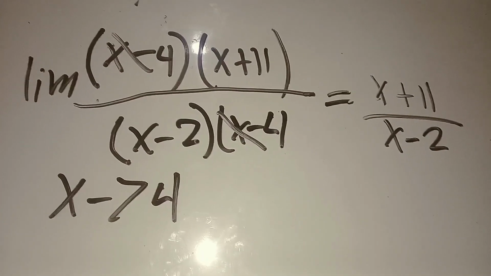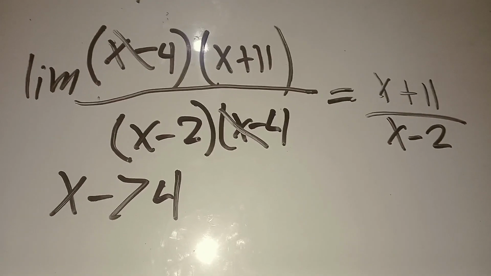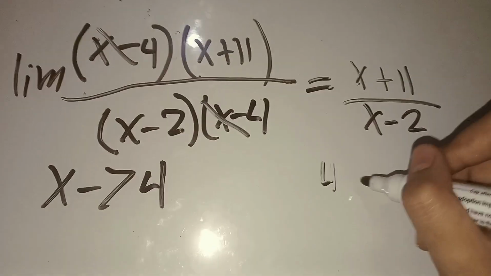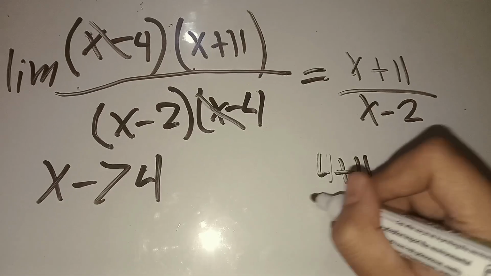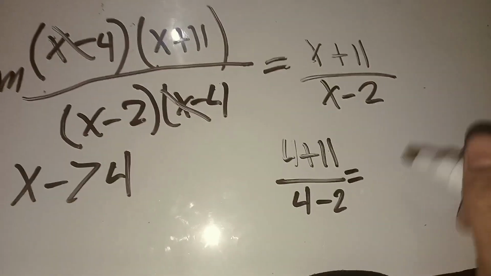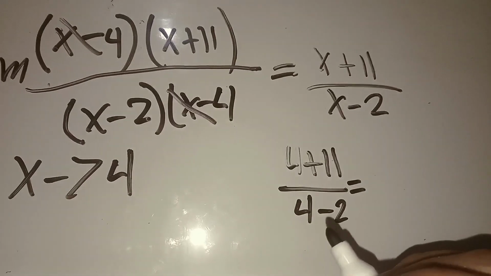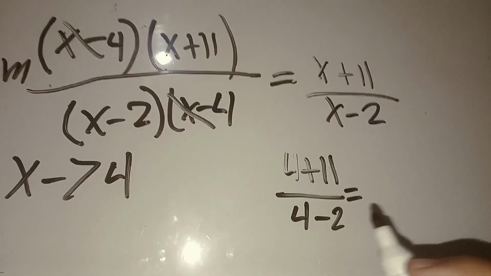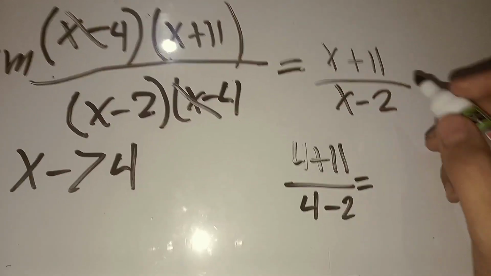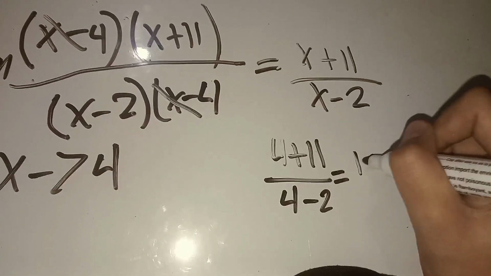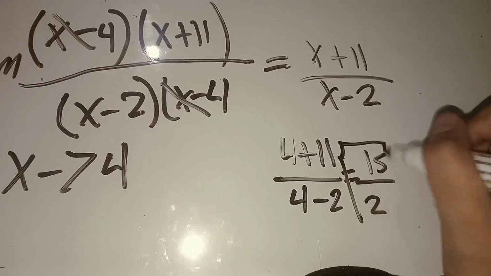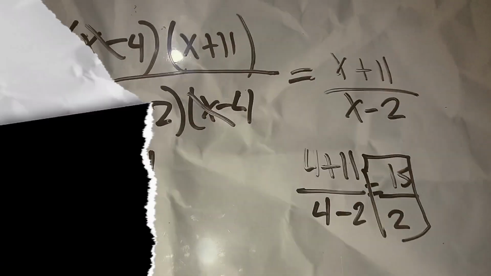So ngayon saka natin ito i-substitute yung x, which is yung 4. So 4 plus 11 over 4 minus 2. Saka na lang natin siya i-simplify. So 4 plus 11 is 15 and 4 minus 2 is 2. So this is our final answer.